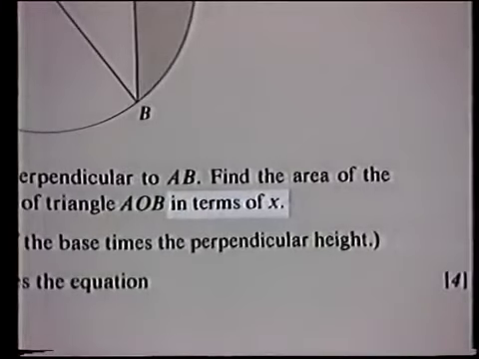Now, that part of the question was worth 4 marks. But if you read it very carefully, it asks you for the area of the triangle AOB in terms of x. And this student didn't do that.